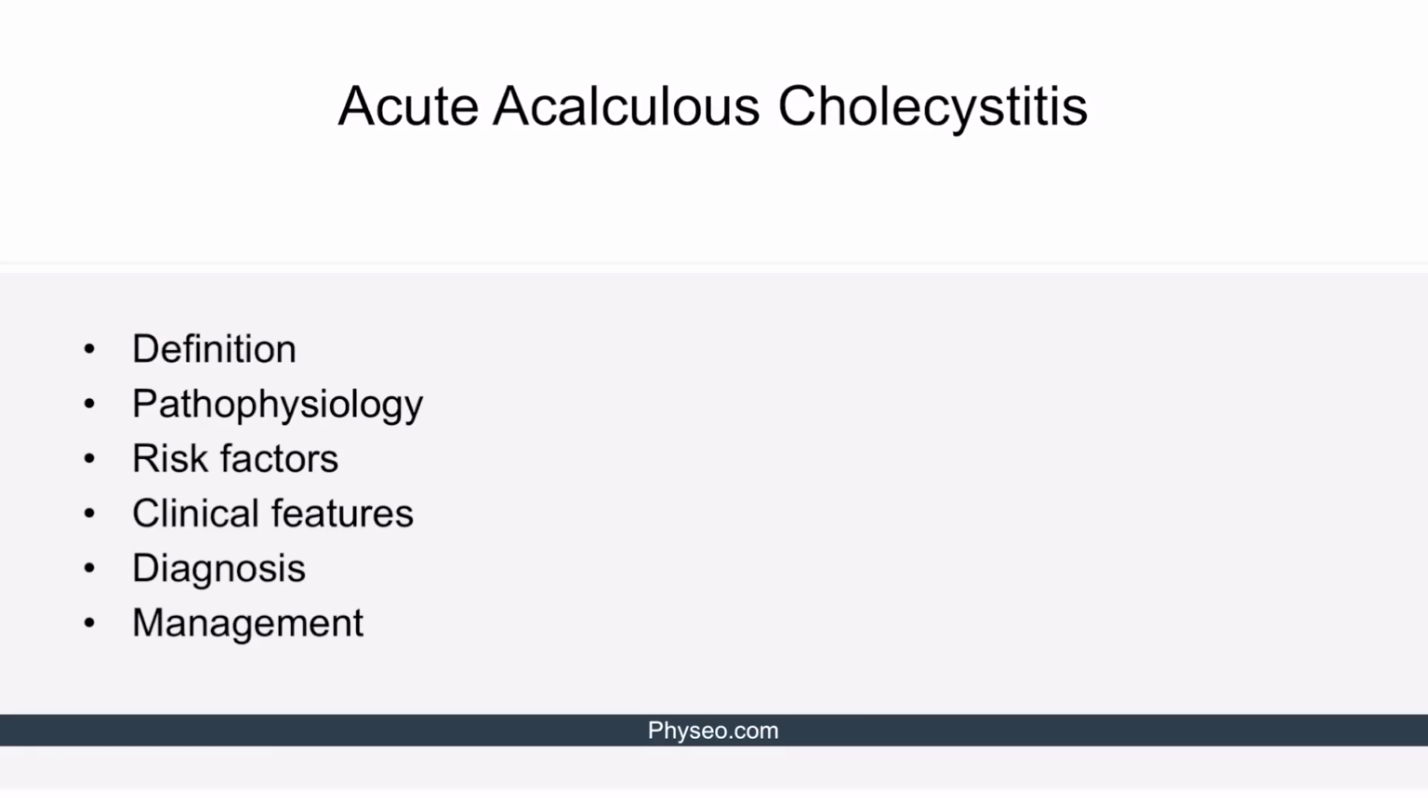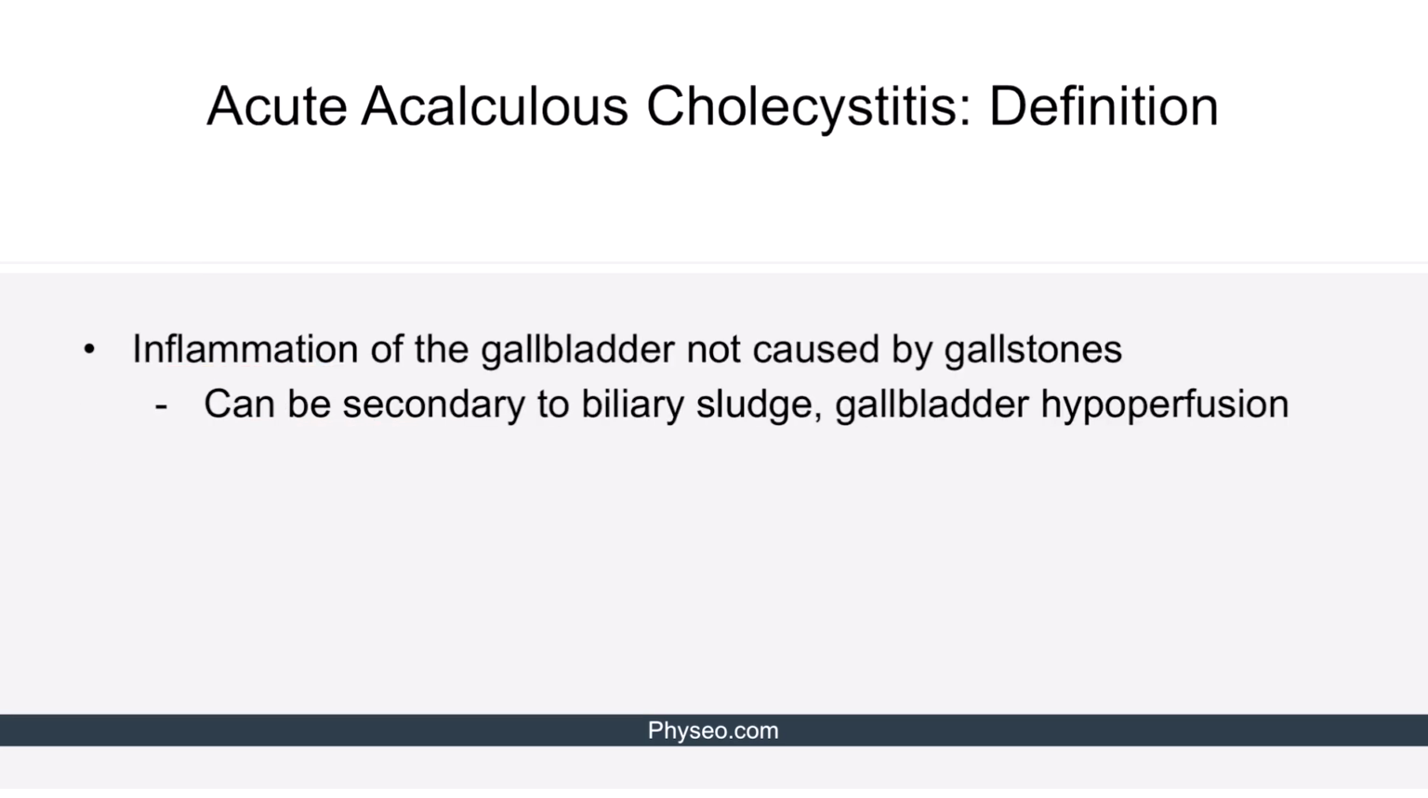Next, we'll be discussing acute acalculous cholecystitis. In this topic, we'll be covering the definition, pathophysiology, risk factors, clinical features, diagnosis, and management. Of note, most of the features of this disease will be similar to calculous cholecystitis. Acalculous cholecystitis is the inflammation of the gallbladder that is not caused by gallstones. Some causes of gallbladder inflammation not related to gallstones include biliary sludge and hypoperfusion of the gallbladder.